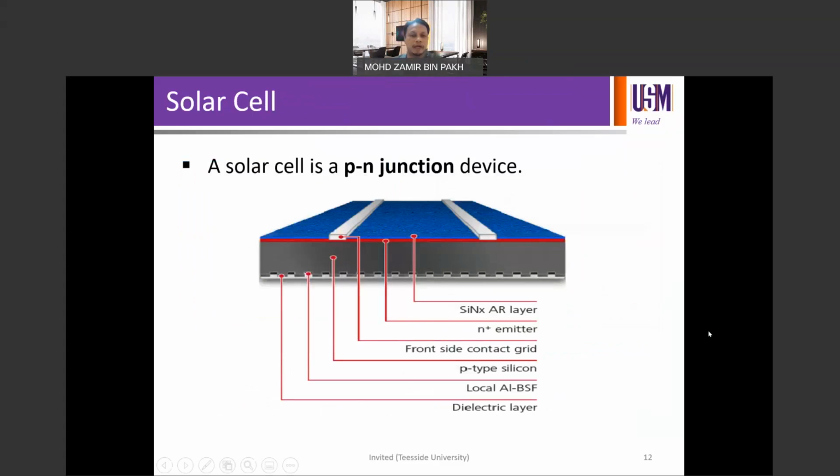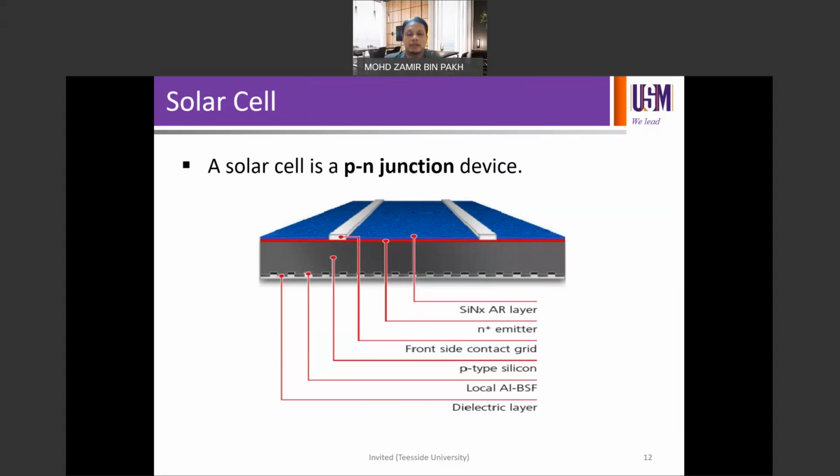So solar cell, how does it look? If you do a cross section of a solar cell from the side, you can see that a solar cell is composed of a couple of layers. Solar cell essentially is a p-n junction device. When I say it's a p-n junction device, the solar cell has to have a semiconductor of a p-type paired with a semiconductor of an n-type. So p and n semiconductors make a solar cell, right?